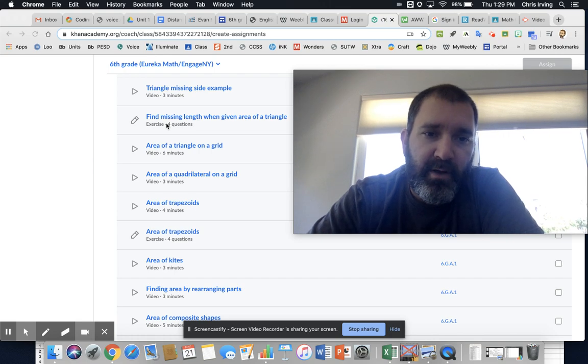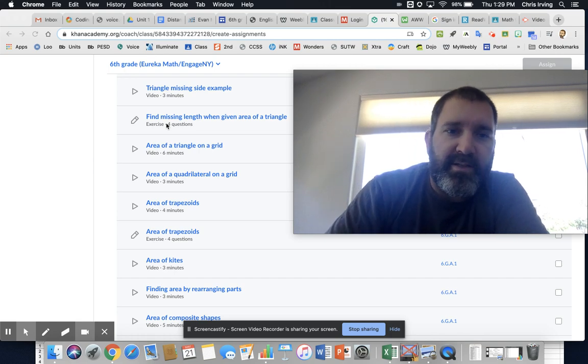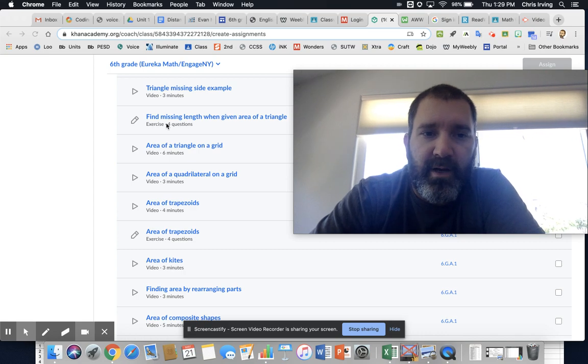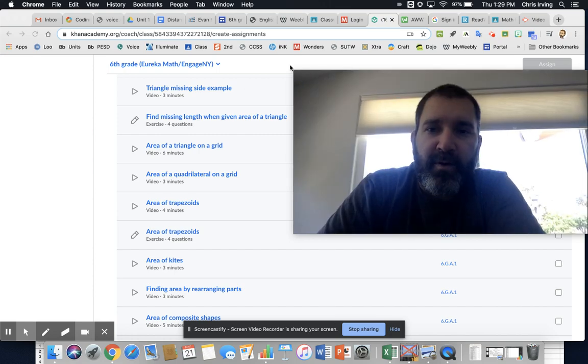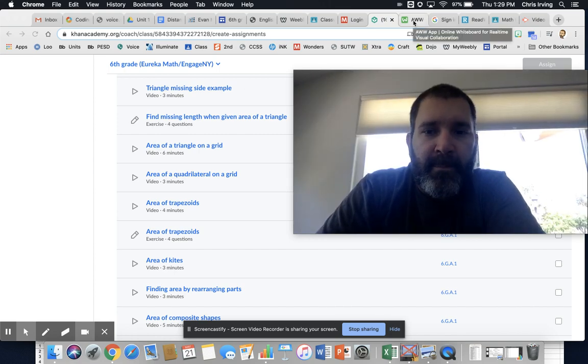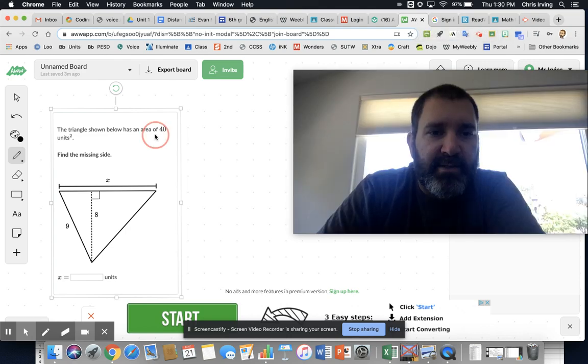Basically, he's going to show you how to substitute using the formula. You're going to be given the area and you're going to be given either the base or the height. And you have to go ahead and calculate whatever is missing. So I got a perfect example for you right here of what you're going to see on this exercise.